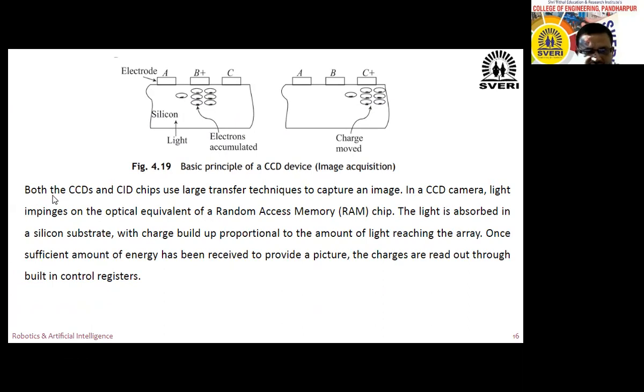Both the CCDs and CID chips use charge transfer techniques to capture an image. In a CCD camera, light impinges on the optical equivalent of a random access memory chip. The light is absorbed in a silicon substrate with charge build up proportional to the amount of light reaching the array. Once sufficient amount of energy has been received to provide a picture, the charges are read out through built-in control registers.